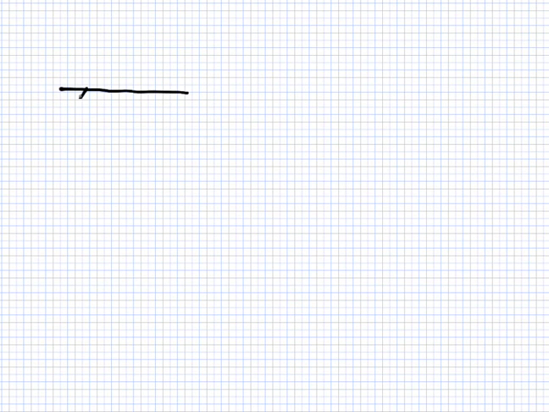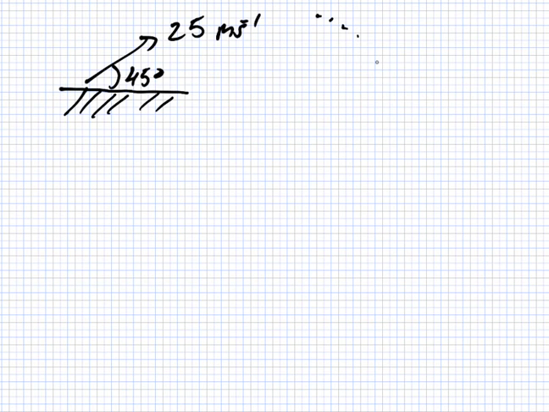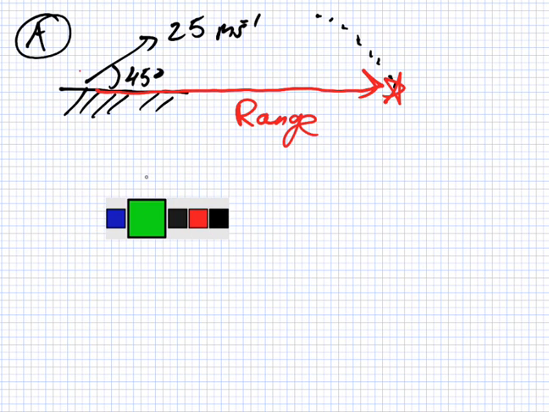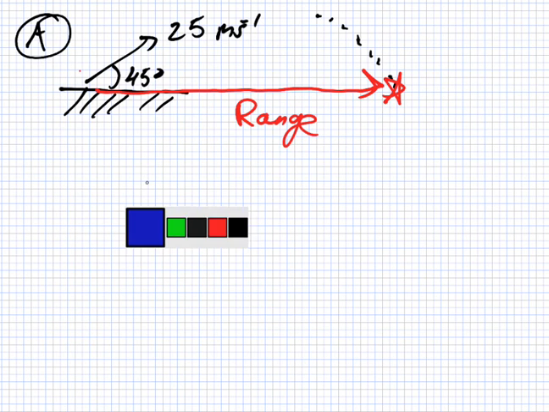In the first one, the ball is projected at 45 degrees, and this is 25 meters per second. My question is, how far does it travel on the range, the ground? So I want to know what is the range. This is number one, my first example, we'll call it example A.